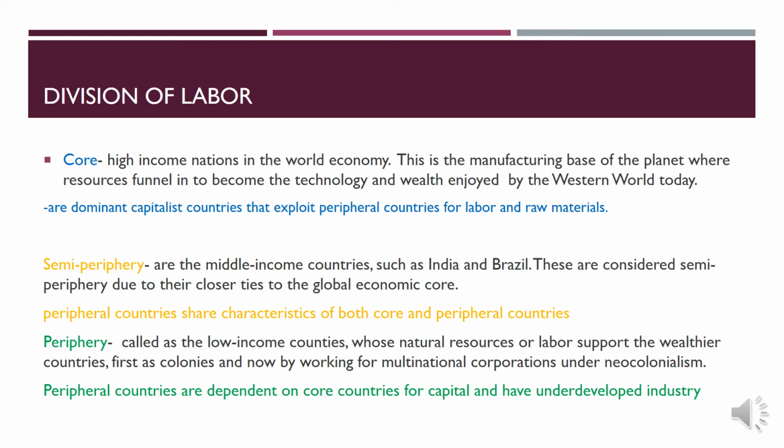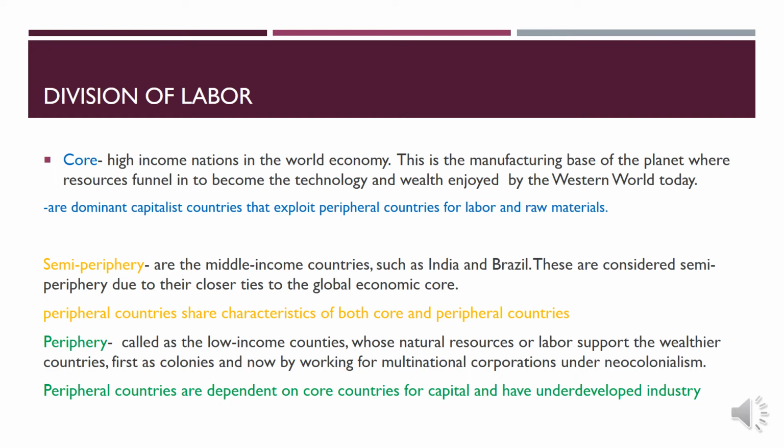So let's talk about the division of labor as mentioned in the previous slide: core, semi-periphery, and the periphery. So what is core? These are the high-income nations in the world economy. This is the manufacturing base of the planet where resources funnel in to become the technology and wealth enjoyed by the Western world today. So these core countries are dominant capitalist countries that exploit peripheral countries for labor and, of course, for raw materials. So what about semi-periphery?